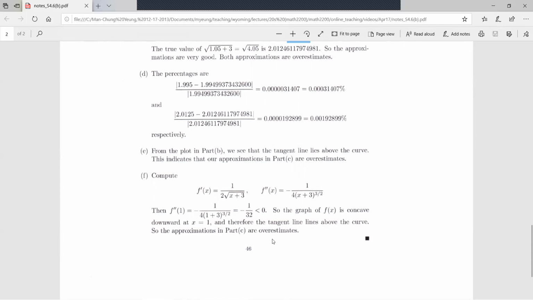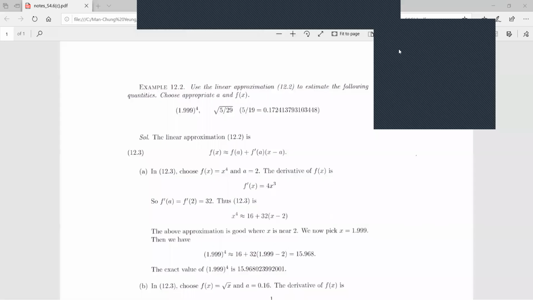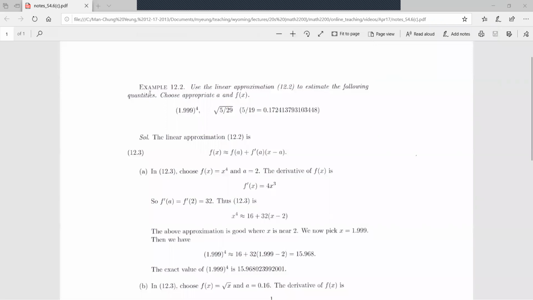These are the solutions to this example 1. Now we turn to example 2. Second example today. Use the linear approximation to estimate the following quantities. Choose appropriate a and the function f.